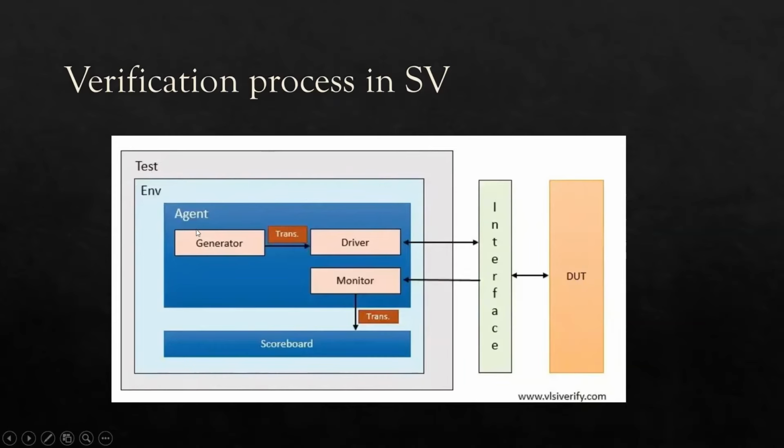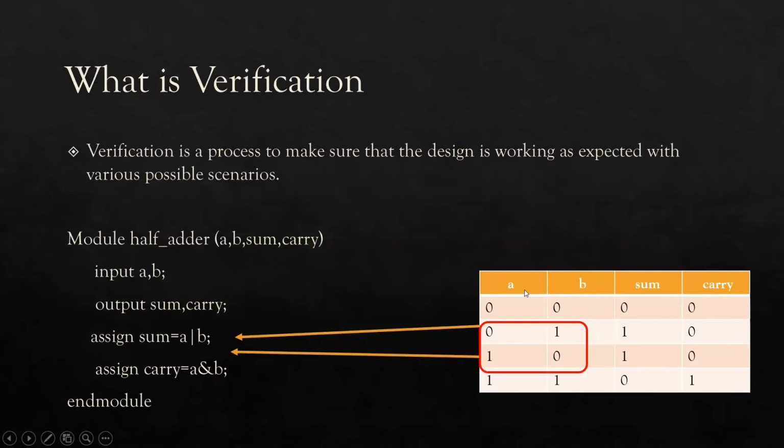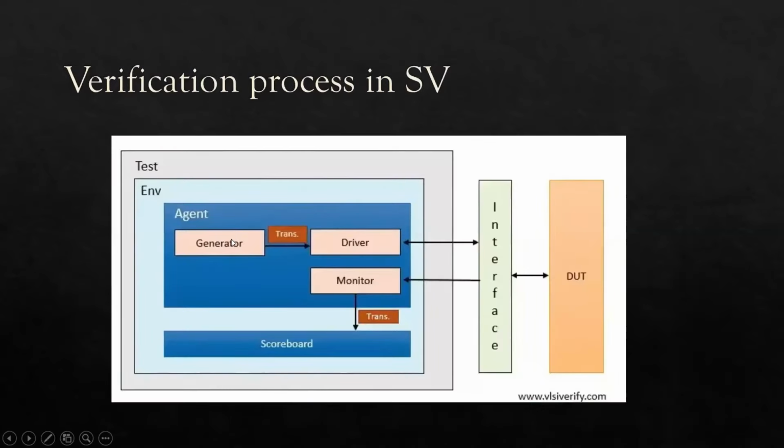Okay. This generator will generate the various stimulus. Various stimulus means this: what is the value of A, what is the value of B, what are the values of A, B. These things will be generated by the generator. Then whatever is generated will be processed to the driver through a mailbox. When it comes to SystemVerilog, you will know. So as of now, just remember a mailbox is a process to transfer the data from the generator to the driver.